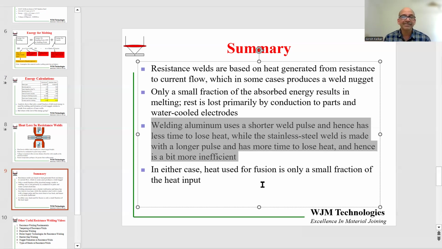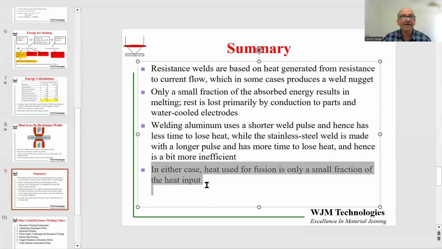Whereas stainless steels, because they are a lot more resistive, you have to go in a bit more gently. Otherwise, the nugget would grow very quickly in the vertical direction, which we don't want. So we have to go lower current for longer time for resistance welding of stainless steels, and we allow more time for heat loss. So that's why the process seems a little bit more inefficient with stainless steel.